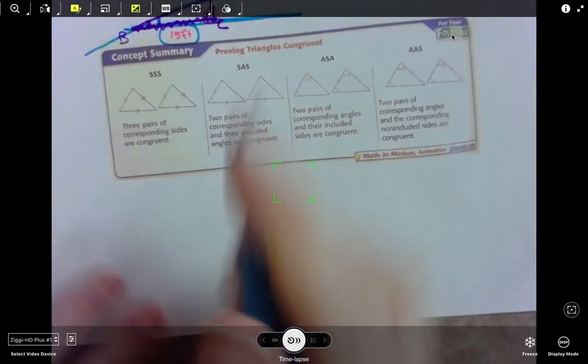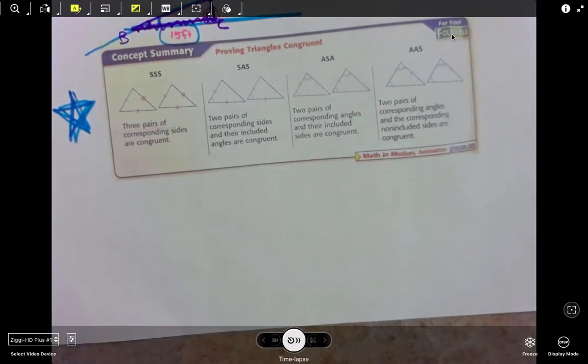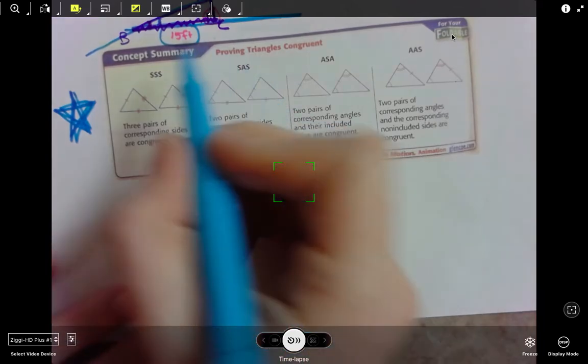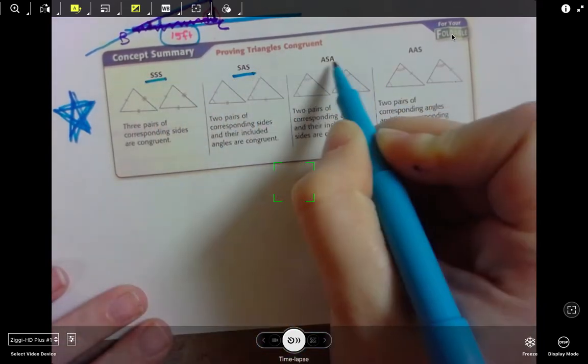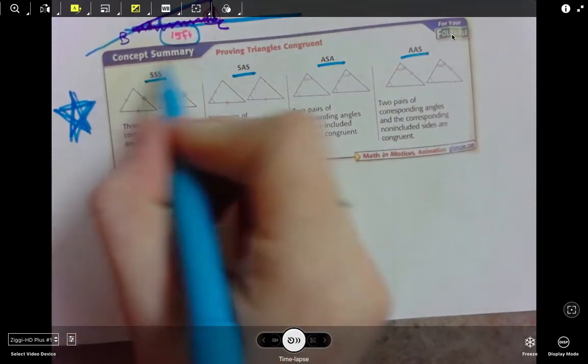All right. This box down here is a good place to come back to, so put kind of like a star by here, because this is where you're going to want to go to study when we finish chapter 4 and you go to start studying for a test, because it has the side, side, side; side, angle, side; angle, side, angle; and angle, angle, side. Those are the 4 methods of proving that triangles are congruent. This is just the concept summary for that.